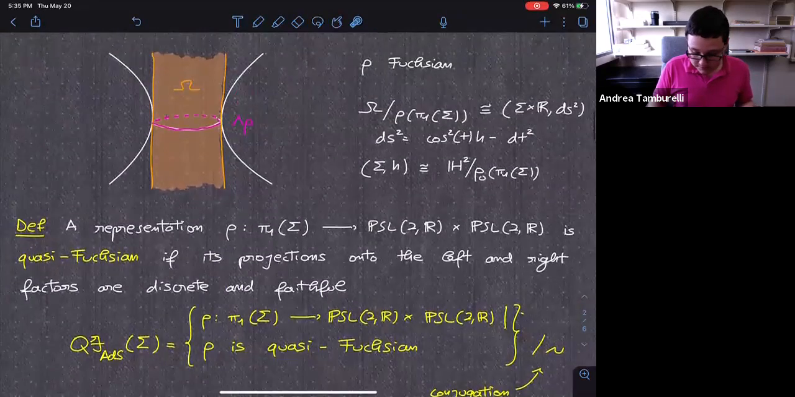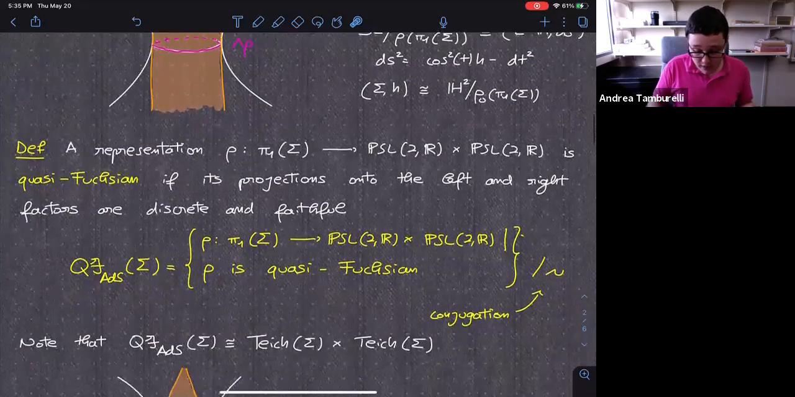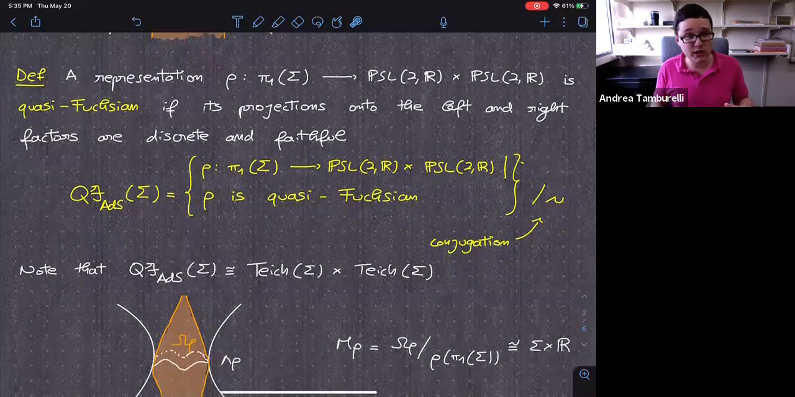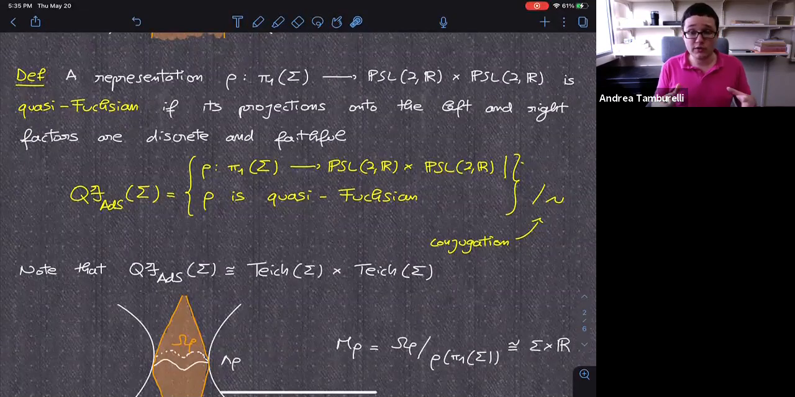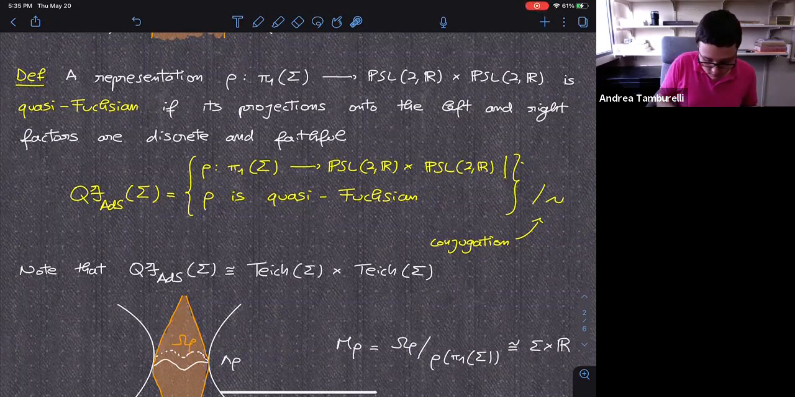Okay, so now we are interested in more general representations called quasi-Fuchsian. Those are representations in which the projections onto both factors are discrete and faithful. They don't need to be the same representation into the two factors, but they need to be discrete and faithful in both factors.